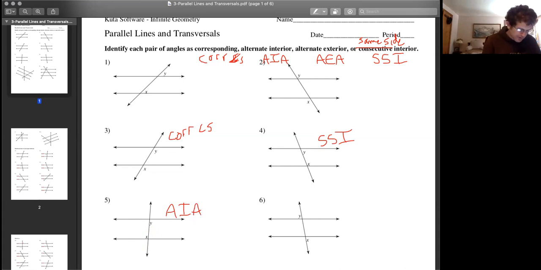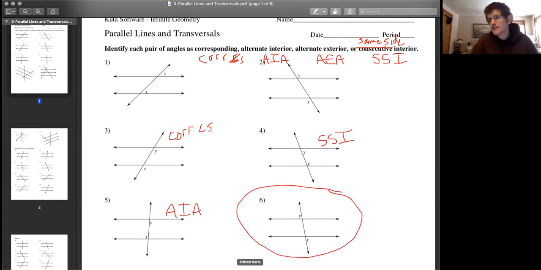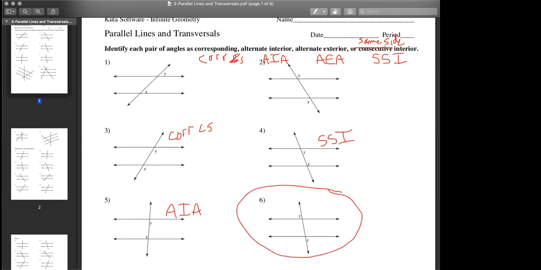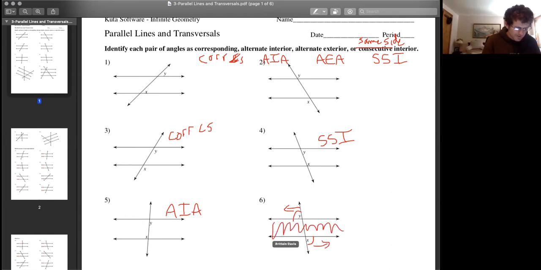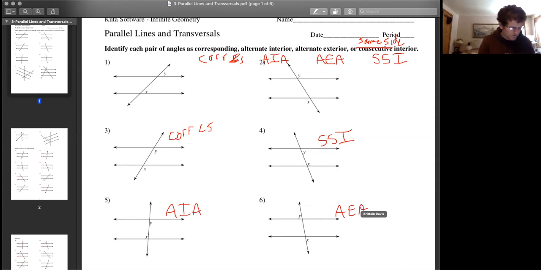Last one, what have we got here? Let's see, alternate exterior angles. Good job, good job. Alternate exterior, same thing. They're on the left and the right. So they're alternate. The interior is here and they're outside of that. So we've got alternate exterior angles. All right, very good. So with these problems, it's just identifying.